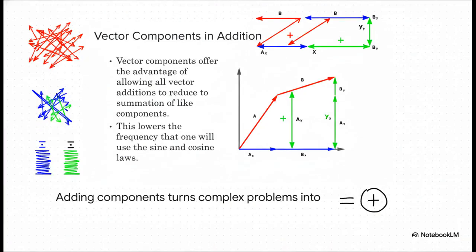So, why bother with all this? What's the point? Well, imagine trying to add 3 or 4 different diagonal vectors together. It would get super messy, right? You'd be stuck using complicated sine and cosine laws. But if you break each of those vectors into its simple x and y components first, the problem turns into basic arithmetic. Seriously, you just add up all the x parts to get the final x part. Then you add up all the y parts to get the final y part. It's a total game changer.